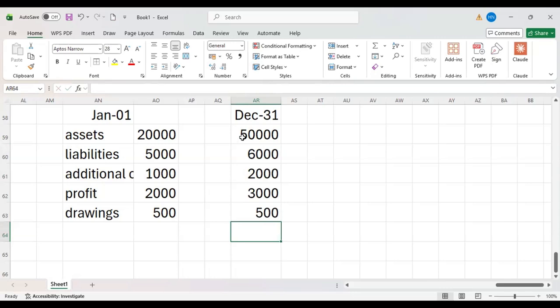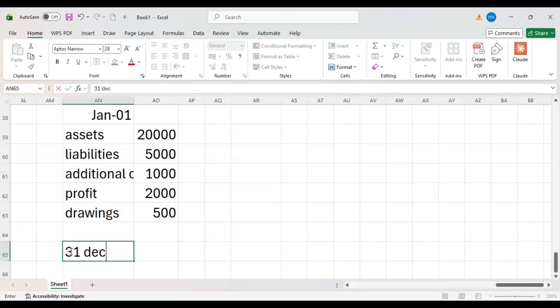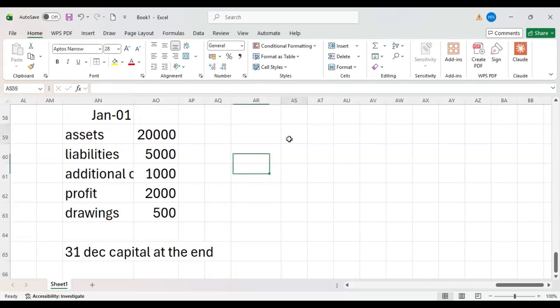So we are finding capital at the end. What should we find? I'm giving you profit here. Let me hold on with this one. What's the answer? What's capital at the end? Charlotte, yes. So you subtract the liabilities from the assets.